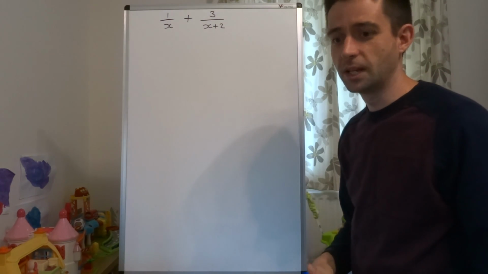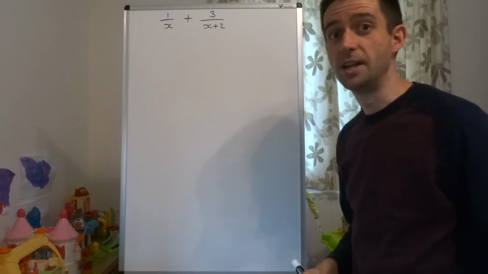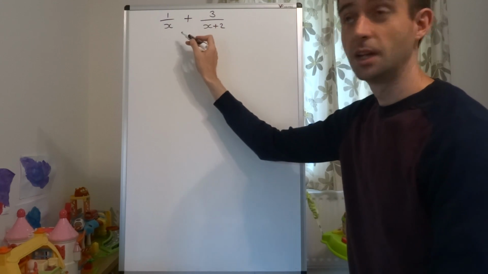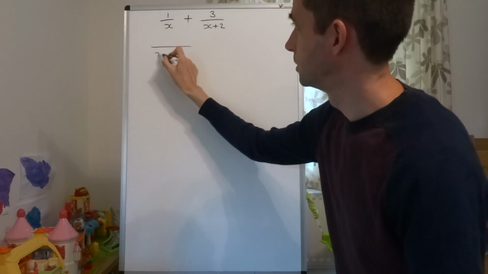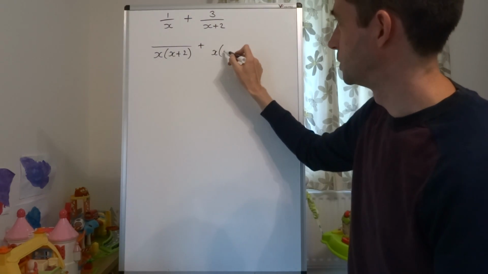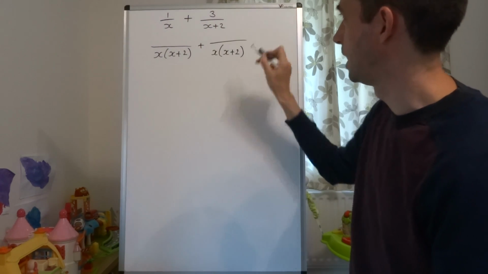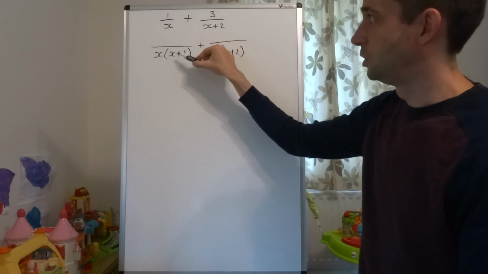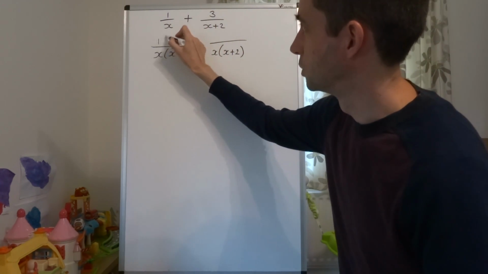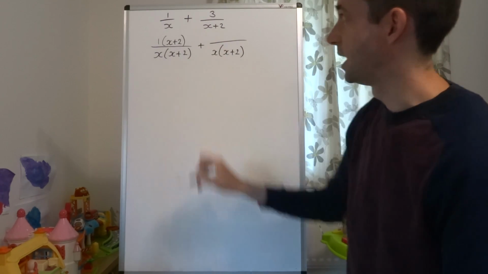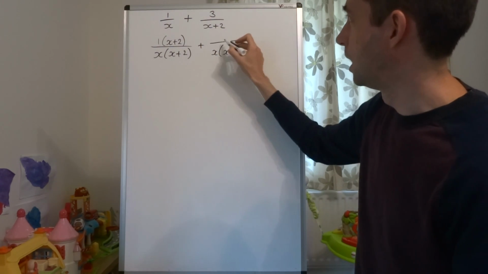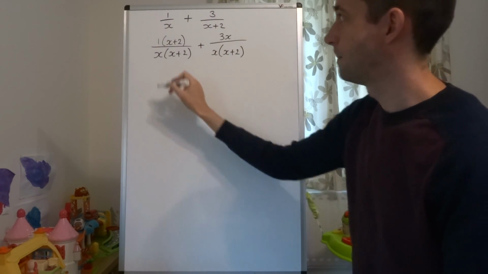And just like it's always been the case with adding fractions, we need a common denominator before we can proceed. So that common denominator is going to be the product of x and x plus 2. So this is going to be x times x plus 2, and this is also going to be x times x plus 2. Now, to do that, I've multiplied the denominator by x plus 2 on this fraction, which means I must also multiply the numerator by x plus 2. In this fraction here, I've multiplied the denominator by x, which means I also must multiply the numerator by x as well.